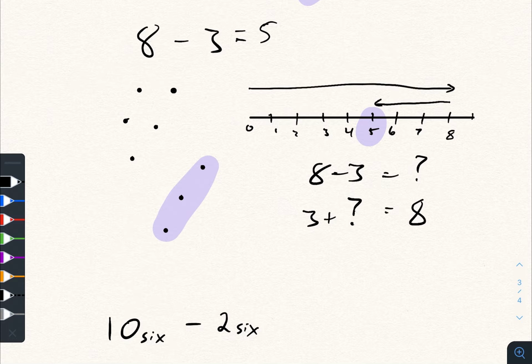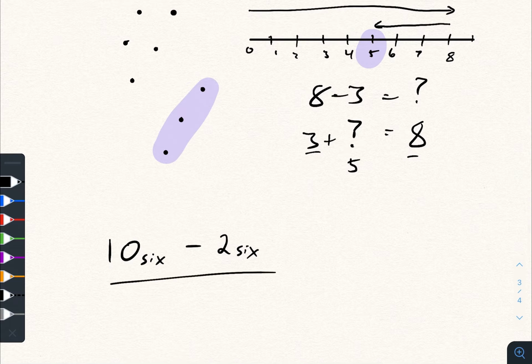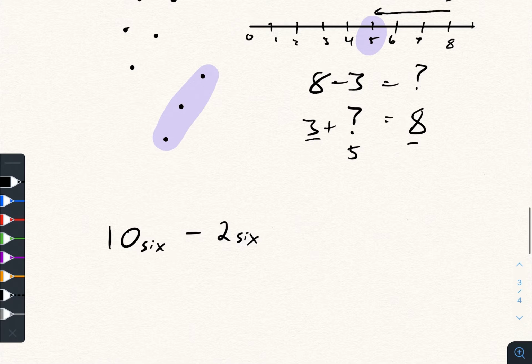And so if you know what number you can add to 3 to get to 8, then that would answer the question of what is 8 minus 3. Right? And so if you knew, oh, if I just add 5 to 3, that would give me an 8, then that would answer the question for you. So let's translate that over here to a new base. 10 base 6 minus 2 base 6, what is that equal to?